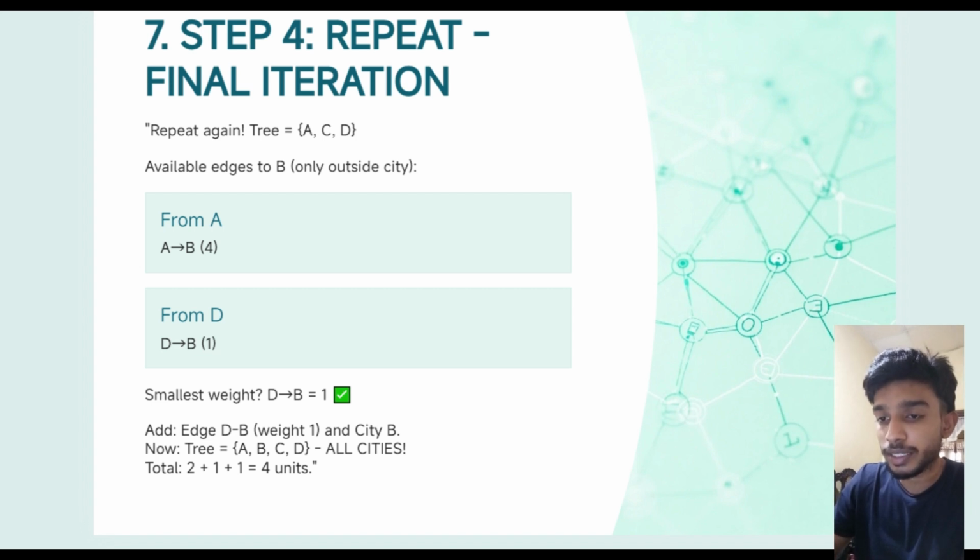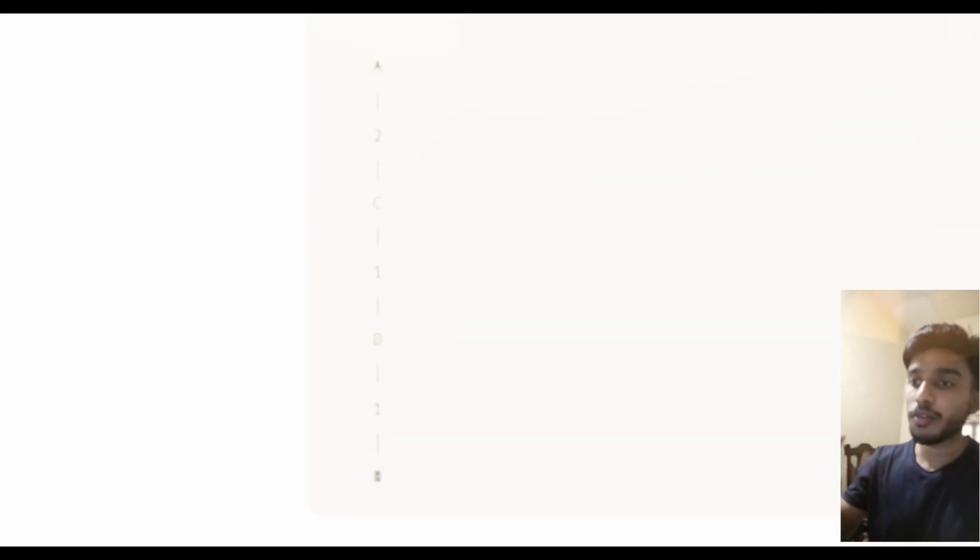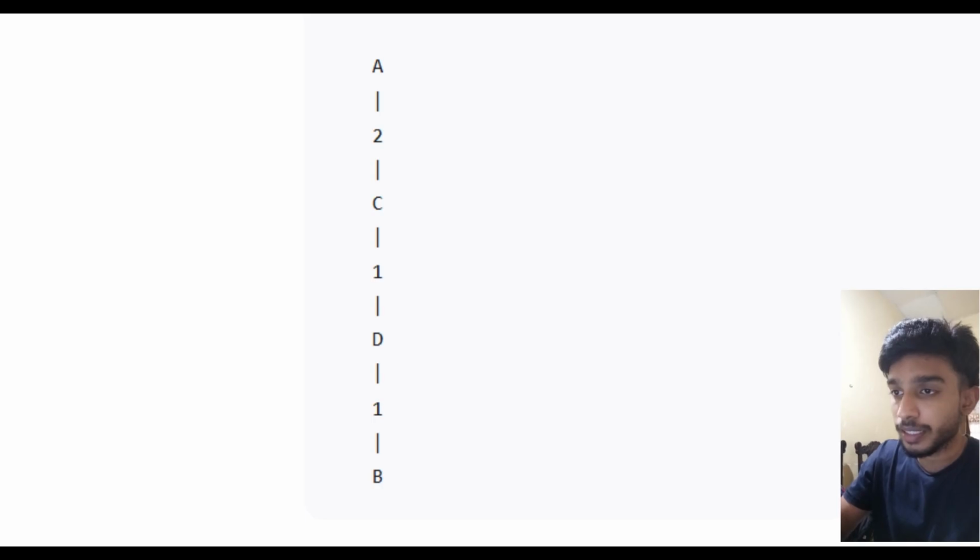There are 2 edges. You can see the smallest weight is D to B. Its weight is 1. Now add the edge DB and connect to B. Now the tree is complete. Total weight is 4 units. Now you can see the complete tree after the final iteration of step 4.